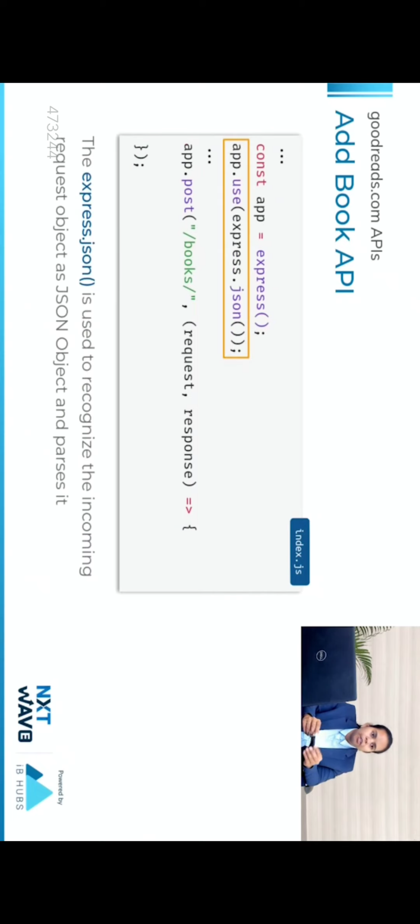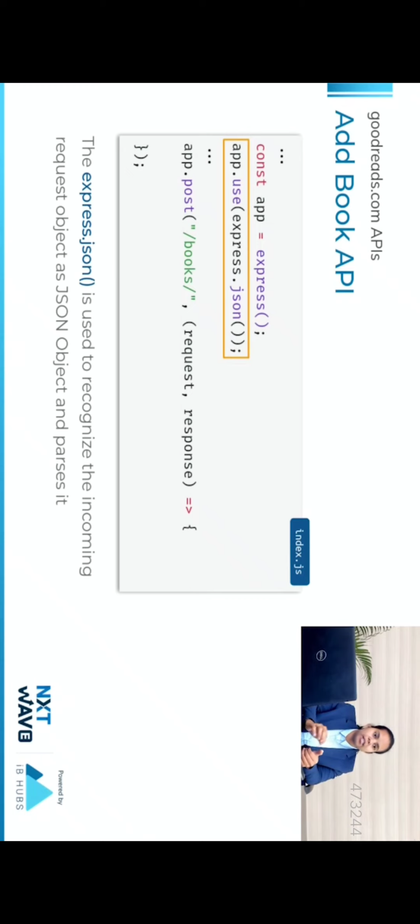Since we are going to get a JSON object as a request object, we need to specify this line, express.json. We need to use this because when we write express.json, it will recognize that a JSON object will be coming as a request object and appropriately it will parse it. So for that, you need to specify this line before.